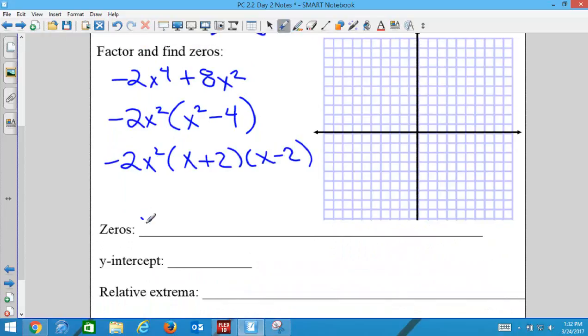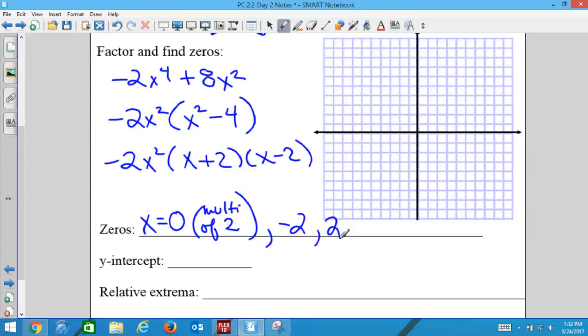So my zeros, one of them is 0. Is there any multiplicity? Yes. What's my next 0? Negative 2. Is there a multiplicity other than 1? No. How about positive 2? Is there a multiplicity other than 1? No, so I don't need to write that.